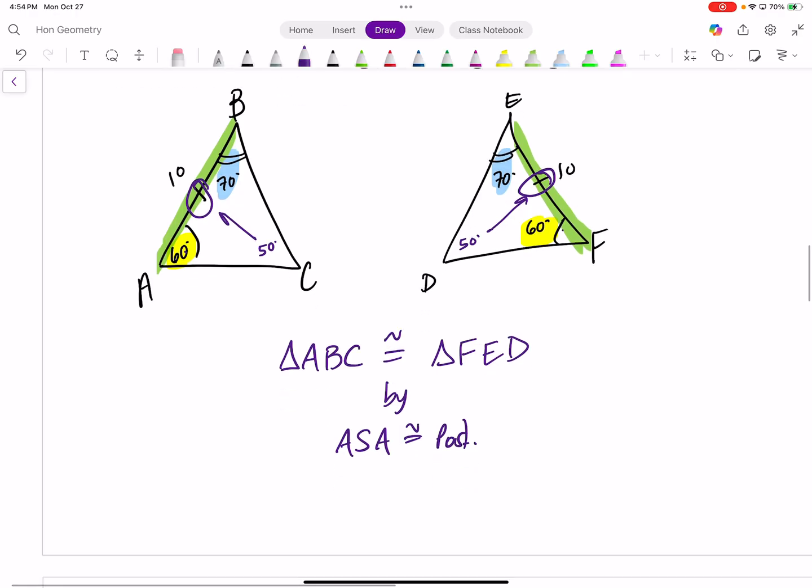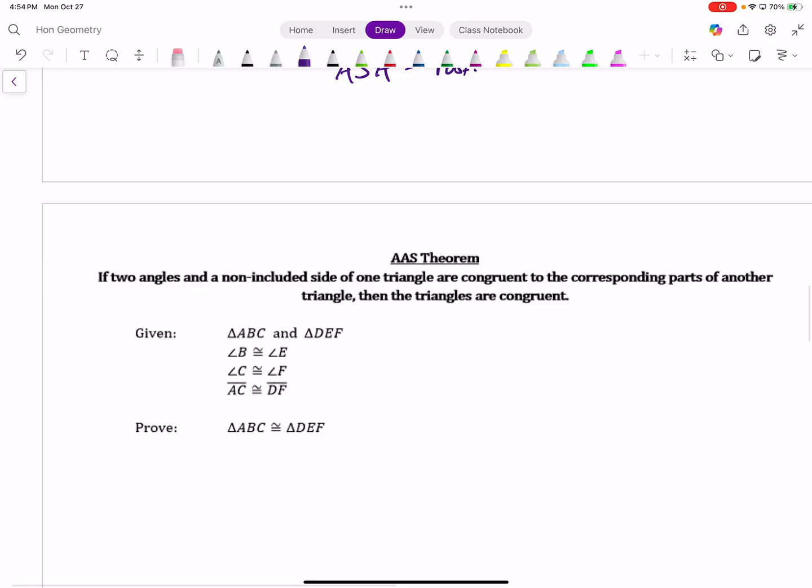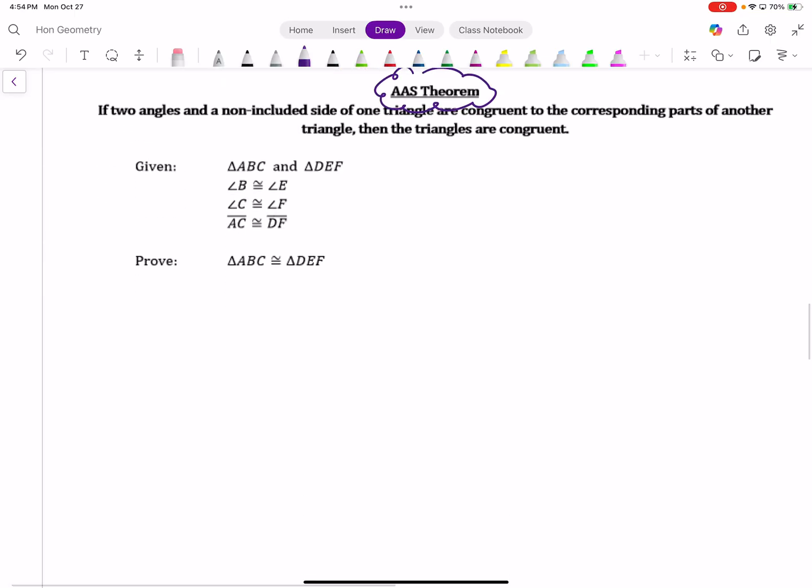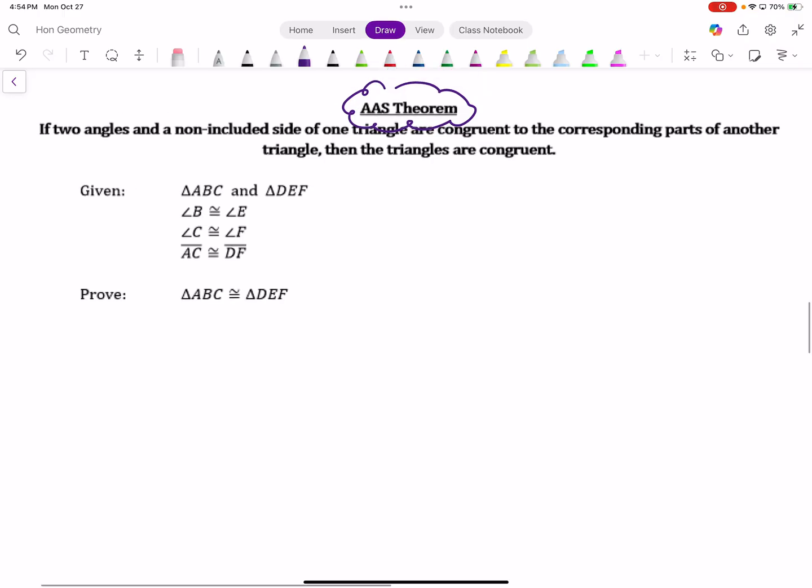Okay? All right. Now we're to the theorem. So we'll actually prove this one. This one's angle, angle, side. So if two angles and a non-included side are congruent to the corresponding parts of another triangle, then these two triangles are congruent. So let's draw a picture. So we're going to have triangle ABC and triangle DEF. So this is given.